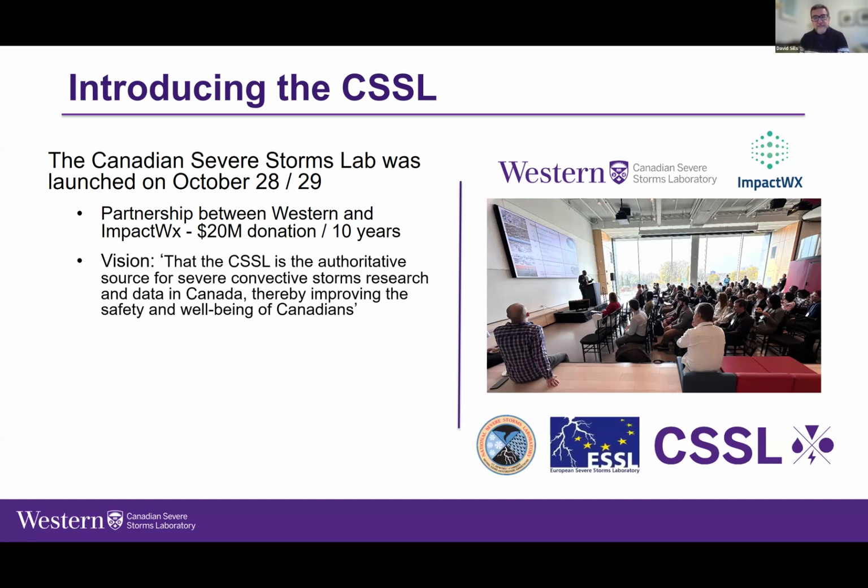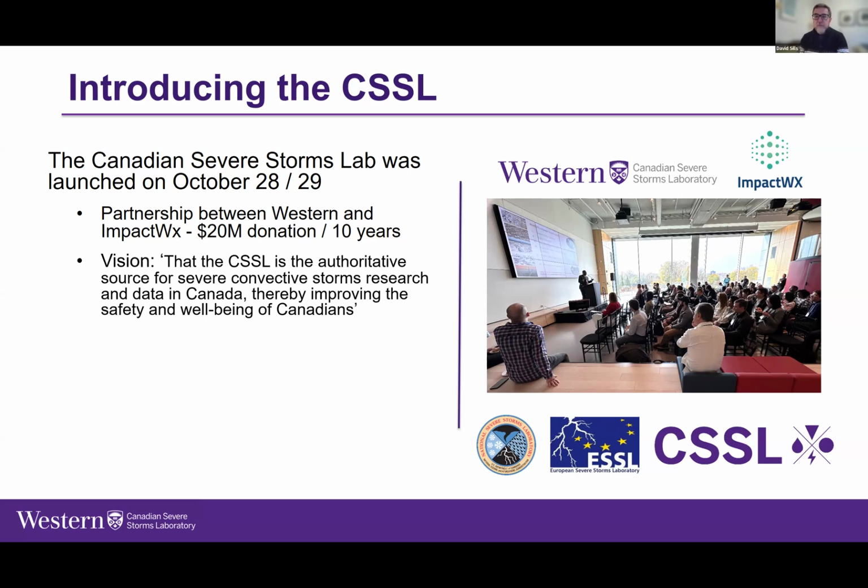The vision here is that the CSSL is the authoritative source for severe convective storms research and data in Canada, and of course, improving the safety and well-being of Canadians. But there is the National Severe Storms Laboratory in the US, and that was established in the 60s. There's the European Severe Storms Lab in Europe, and that was established in 2006. So the idea here is that we're following in the footsteps of these other SSLs and joining the club, per se, focusing resources, focusing knowledge in the country for severe storms.